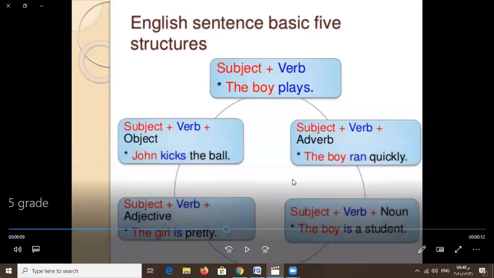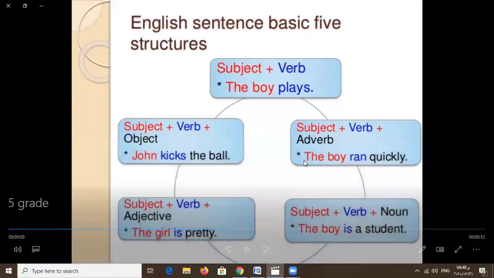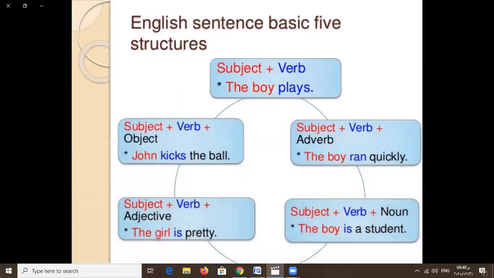English sentences have five basic structures. Subject, verb. For example, the boy plays. The boy, subject, plays, verb. Subject, verb, object. For example, John kicks the ball. John, subject, kicks, verb, the ball, object.